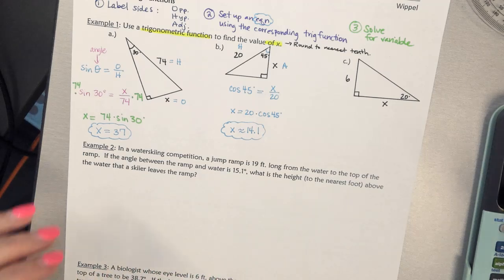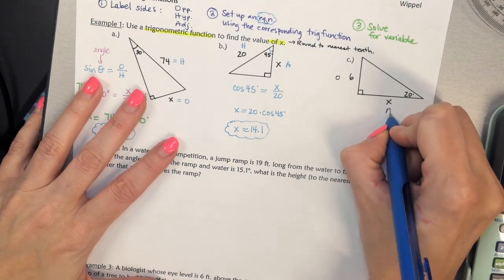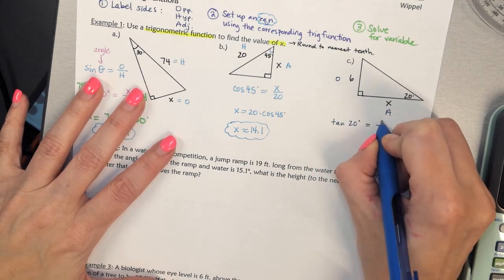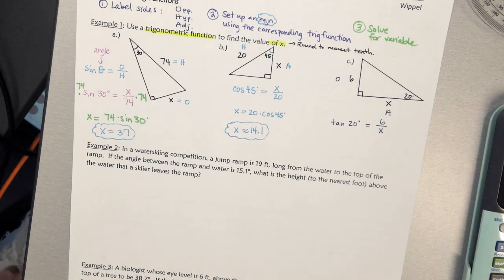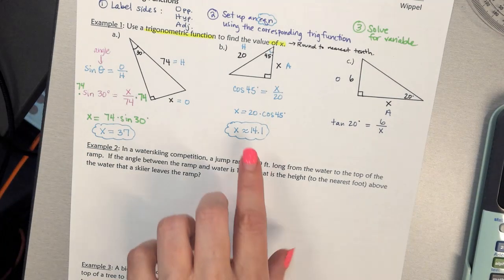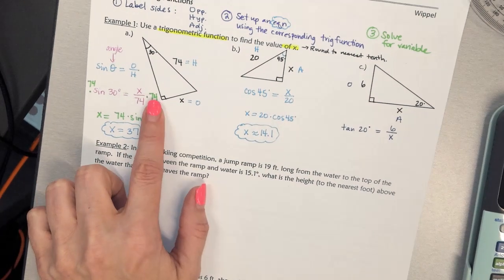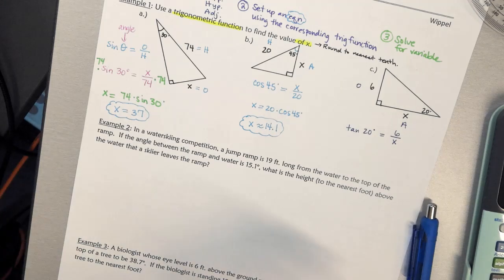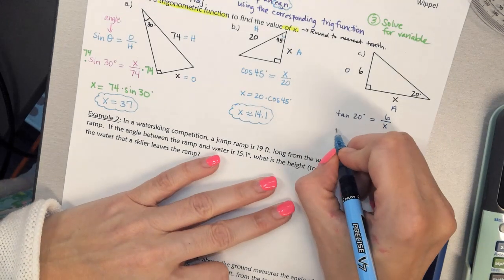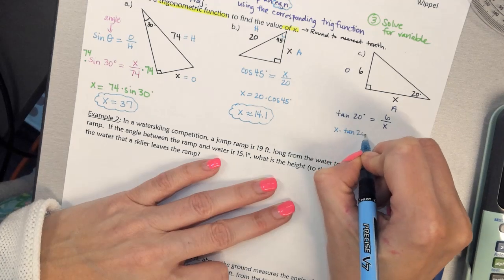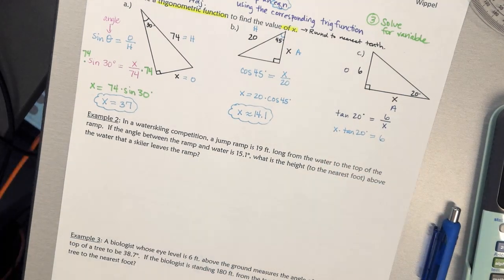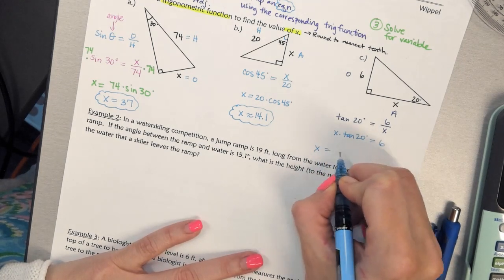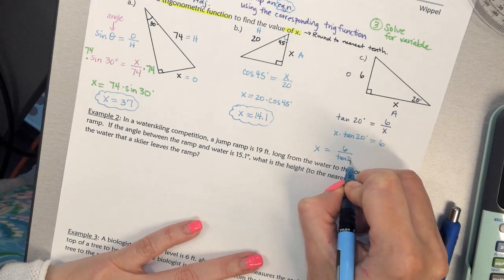So when you did your opposite over adjacent, you have the tangent of 20 degrees is equal to O over A. So that would be 6 over X. So if you were solving it like we did here, remember how we multiplied by the denominator? If you multiply both sides by X, what are you going to end up with? Yep, X times the tangent of 20 equals 6. And then what would you do to both sides? Divide. Okay, so then you would have X is 6 divided by the tangent of 20 degrees.